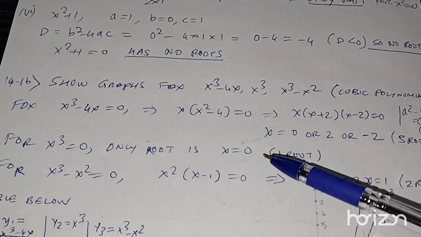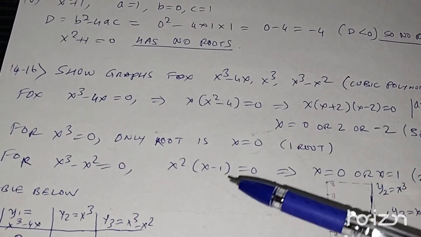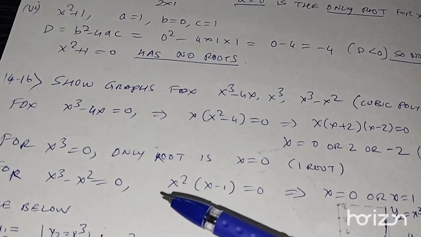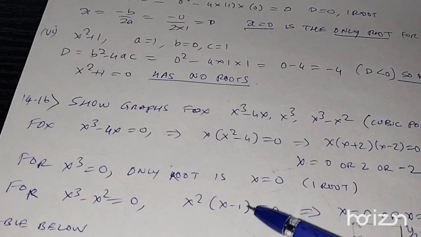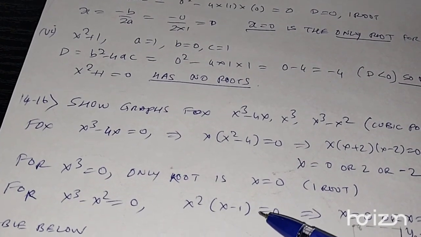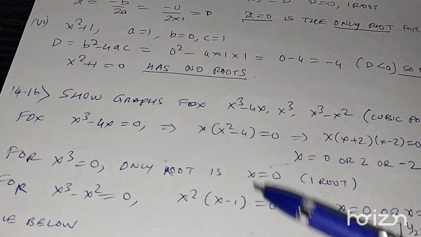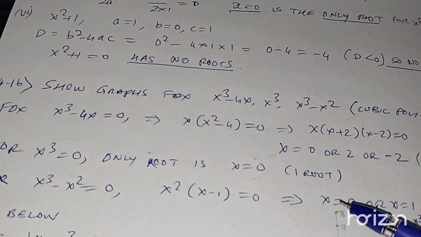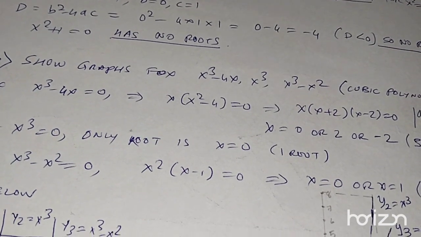What about x cube equal to 0? Okay, it has only one root where x is equal to 0. When x is equal to 0, LHS will become 0. So it has only one root. What about x cube minus x squared equal to 0? If you take x squared common, you can write this as x squared into x minus 1. So this guy has two roots. Why? Because x can be 0 or x can be 1. In both cases, LHS will become 0, right? So the roots are x is equal to 0 or x is equal to 1. This has two roots.